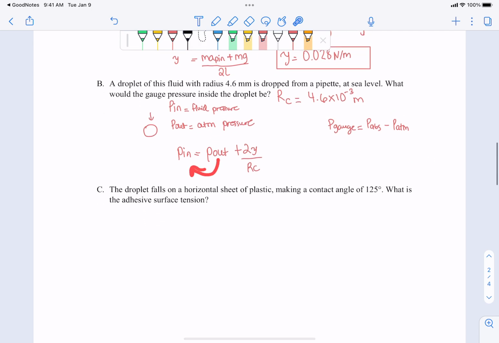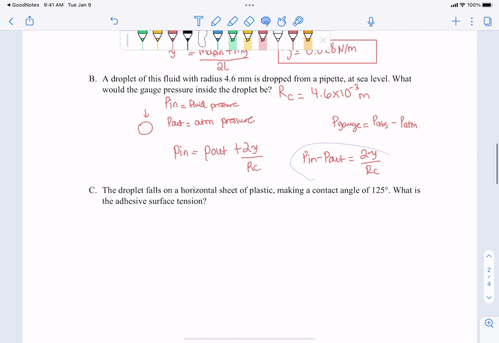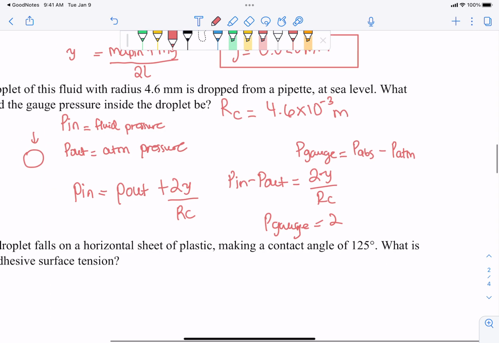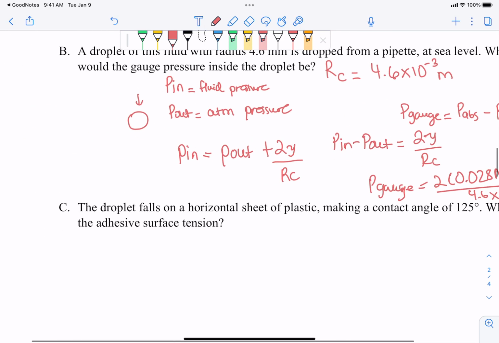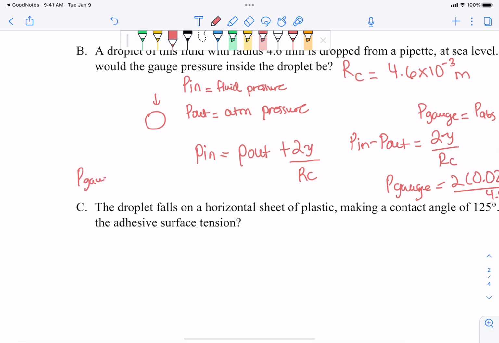If we subtract this over, P in minus P out is equal to 2 gamma over the radius of curvature. Well, then this just becomes the P gauge that we want. So P gauge is equal to 2 times our surface tension from before, which was 0.028 newtons per meter, divided by our radius of curvature, 4.6 times 10 to the negative 3 meters. So that should give us a P gauge of what?